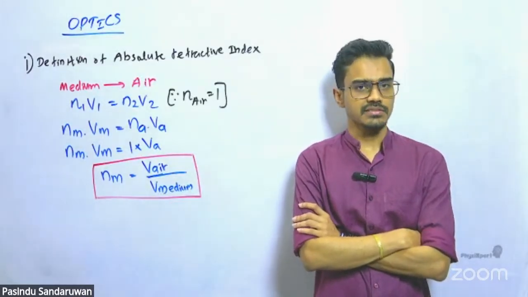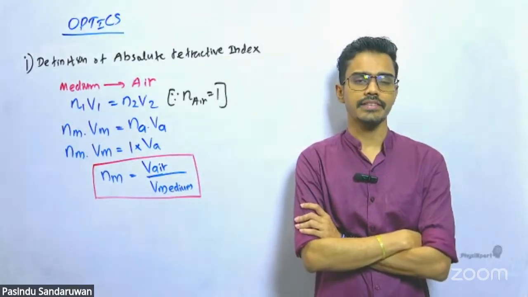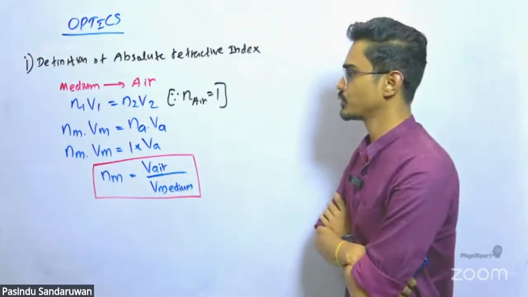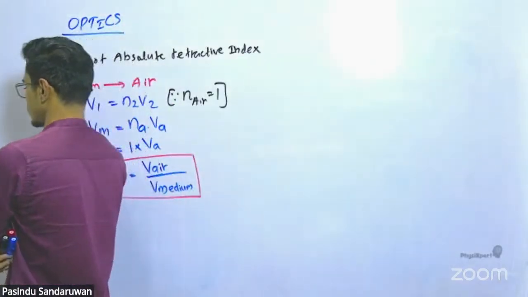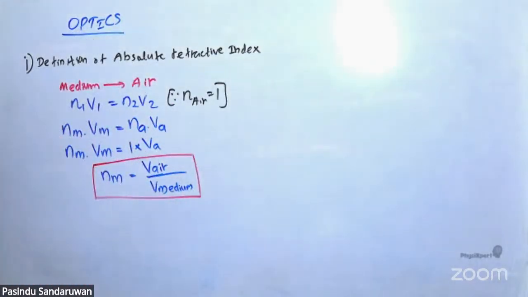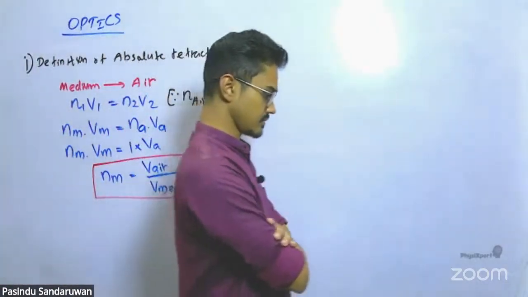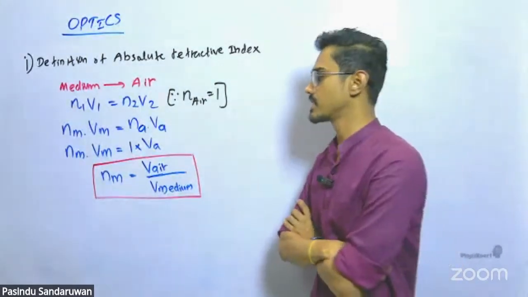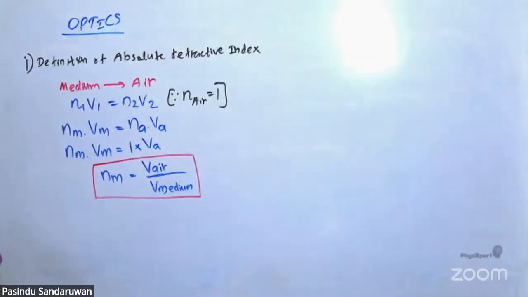That's the definition. Write down below again separately: refractive index is unitless and dimensionless.